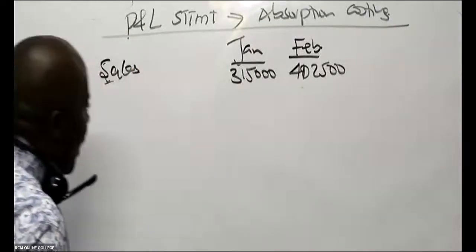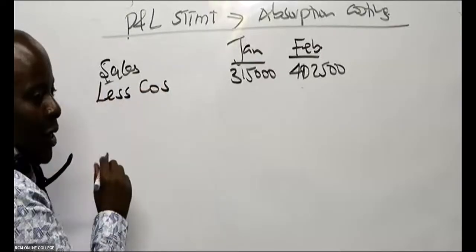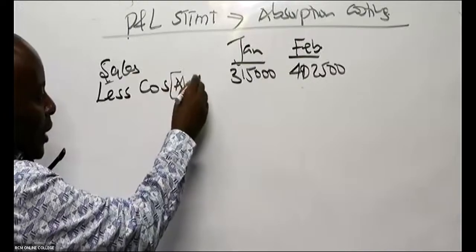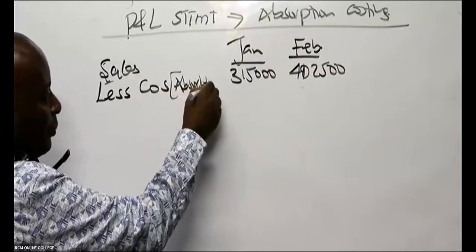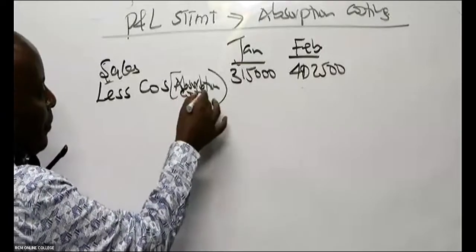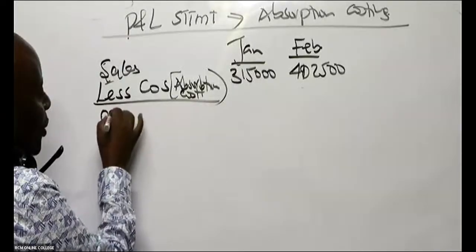So in this case here, we less cost of, now I don't use the word marginal. I can come inside here and say, these are the ones absorbed. Absorption costing, isn't it? So we start, ladies and gentlemen, with the opening inventory.